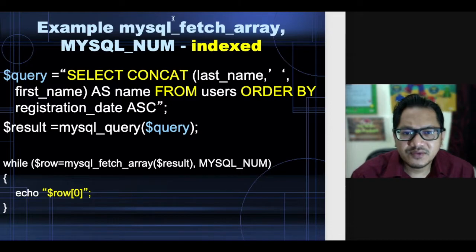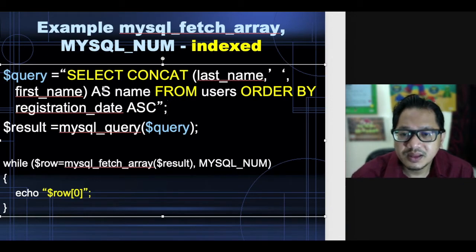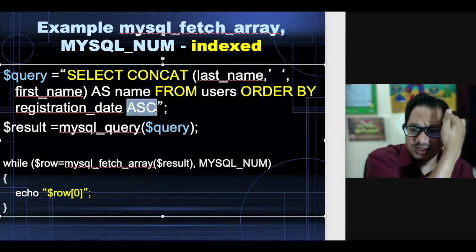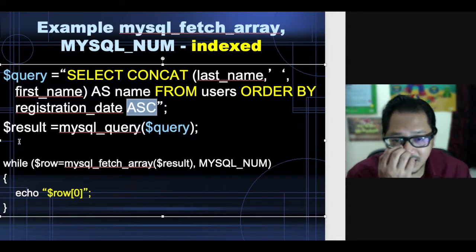Example MySQL fetch array, MySQL index. This one is for index. We want to select, concatenating username, first name, last name, as name from user order by registration date ascending. This one is ascending, it's simple. When we select, it goes into the result. The MySQL query executes and the result goes in.